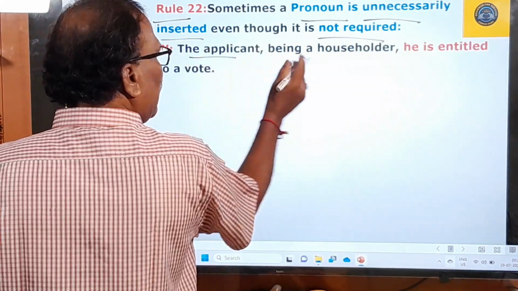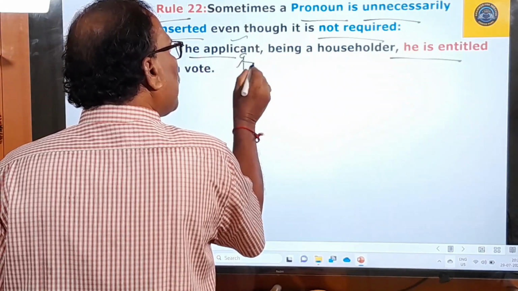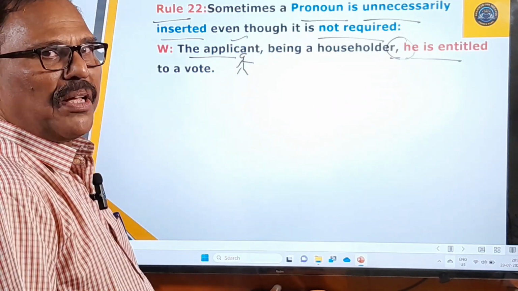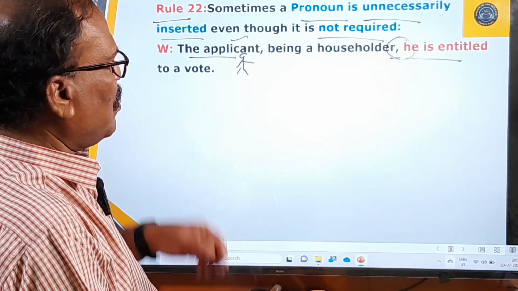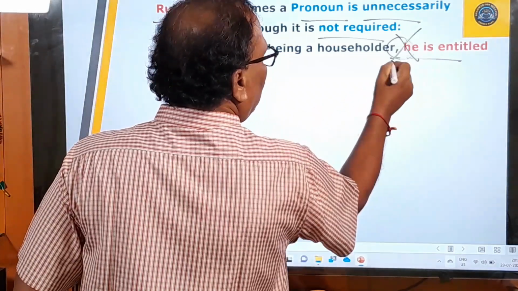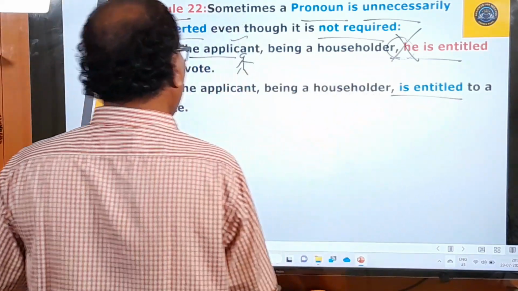The applicant being a householder, he is entitled. Here you are talking about this applicant. Again you are using this he. Why using? Already you have talked about the subject, the applicant being a householder. Again, he is entitled to a vote. No, you have to remove that word. Okay, unnecessary. The applicant being a householder is entitled only, you have to say.